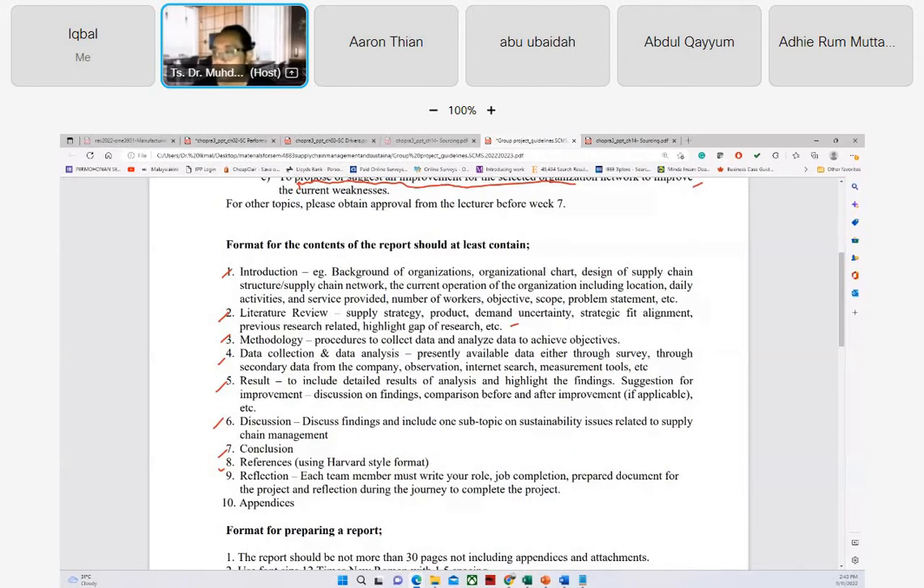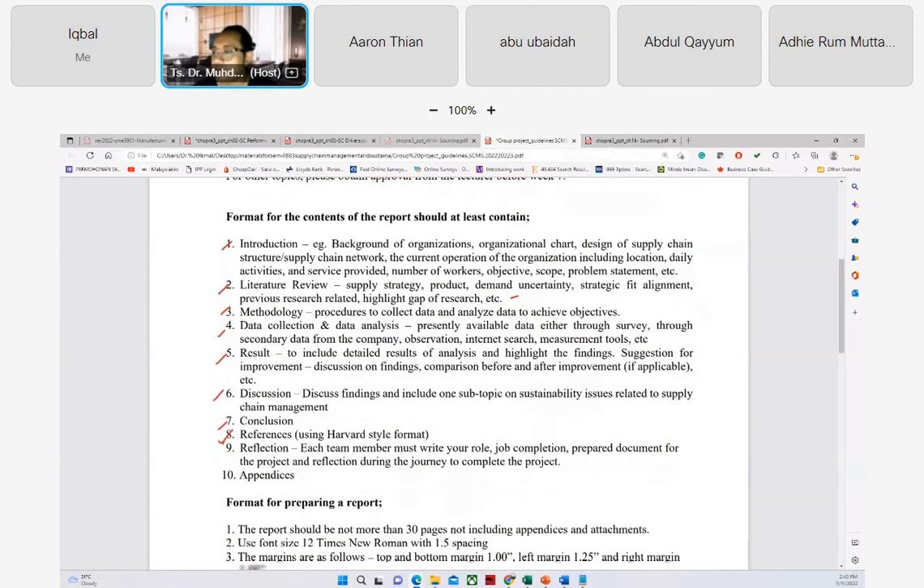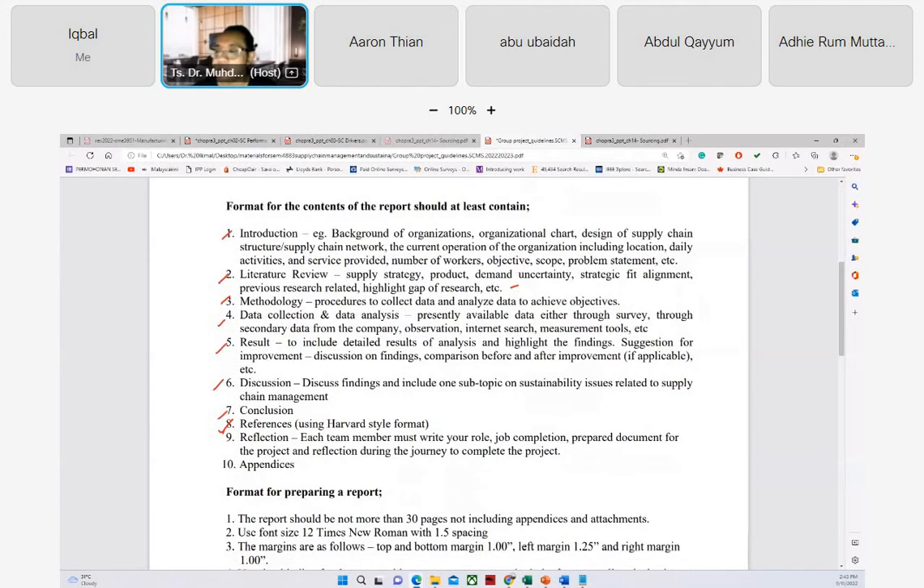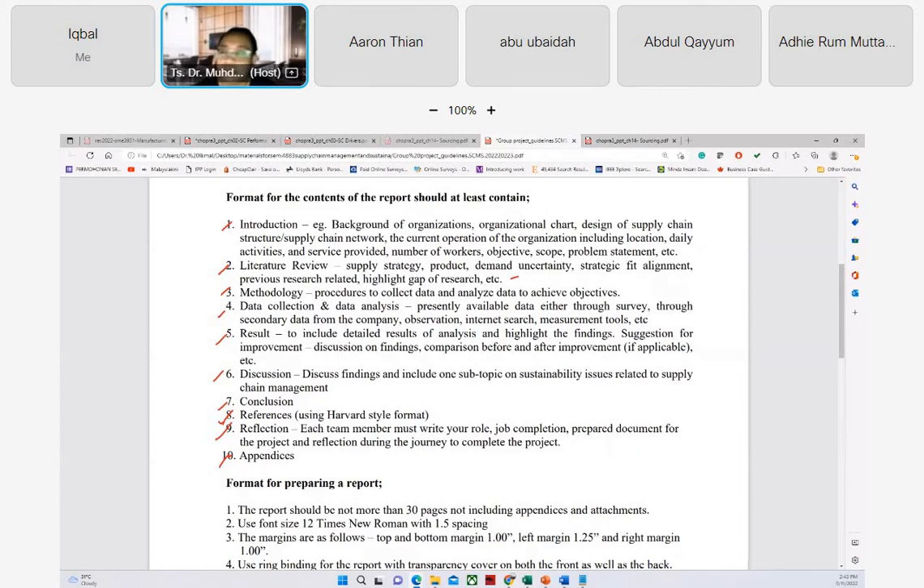And then also reflection. For the reflection, each team must write your roles, job completion, preparing documents for the project, and reflection during the journey to complete the project. The reflection you have to submit separately, not in one report. So the report contains items 1 to 9, and the reflection is the tenth. It's not a team assessment, so it's just a reflection. So, 10 things.